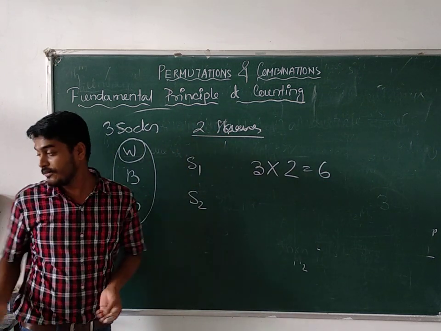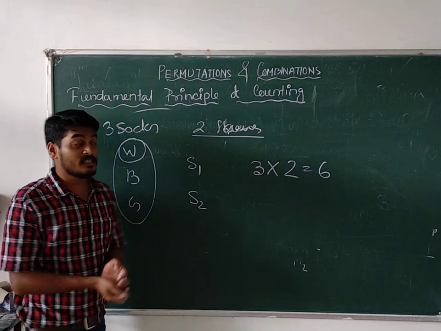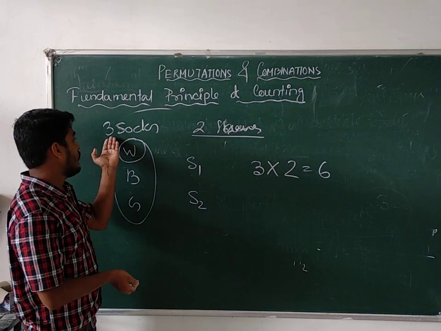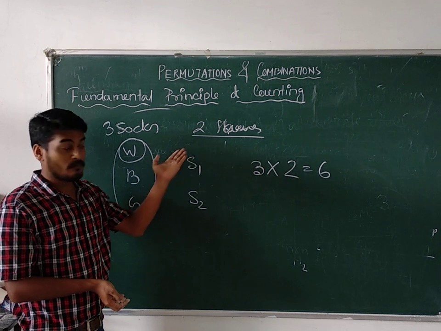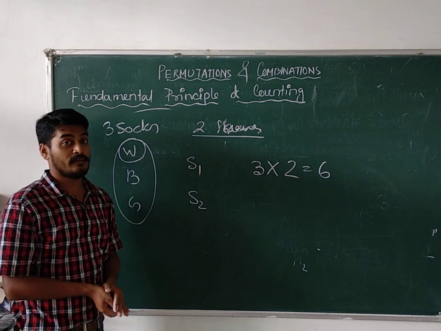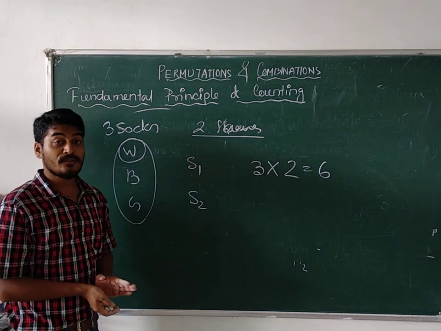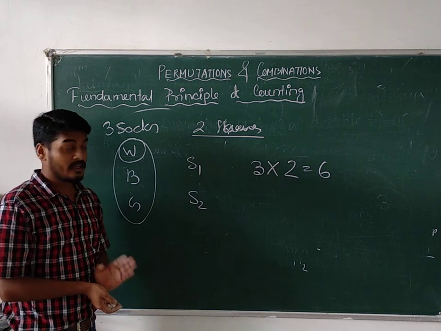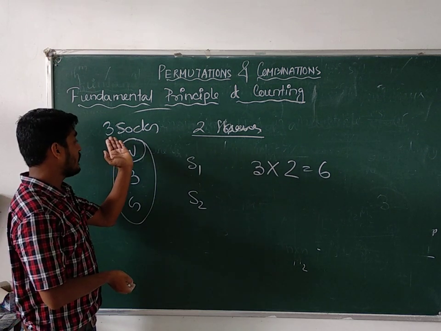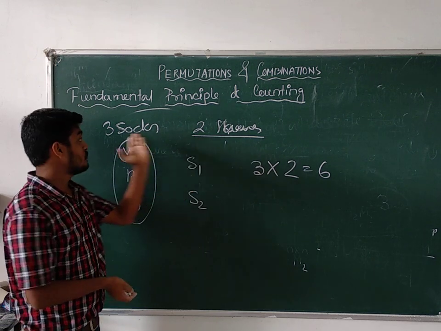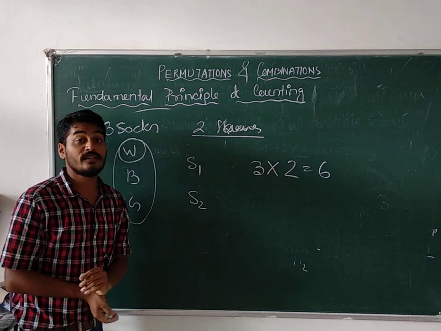So in this way we try to apply it. If the question says that either you have to wear a sock or you have to wear a shoe, then obviously 3 plus 2 is equal to 5. But here, how many different ways can a student wear a sock and a shoe out of 3 different socks and 2 different shoes?